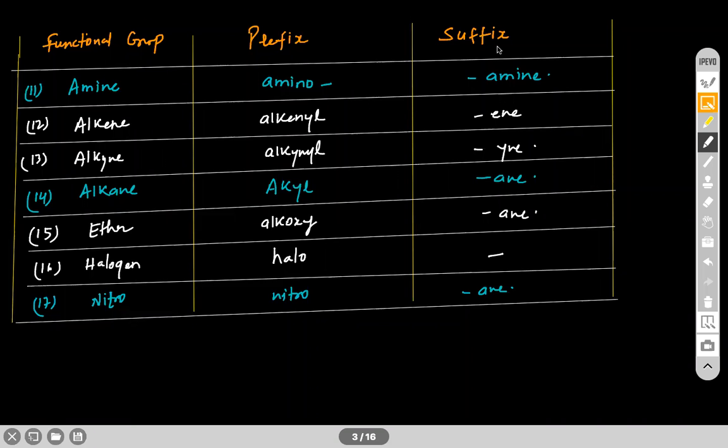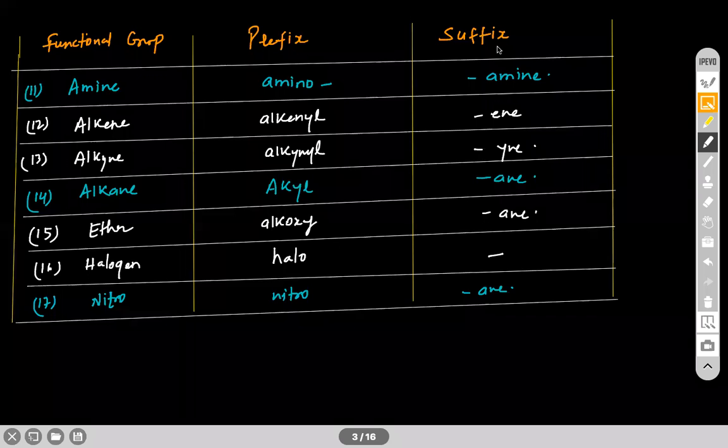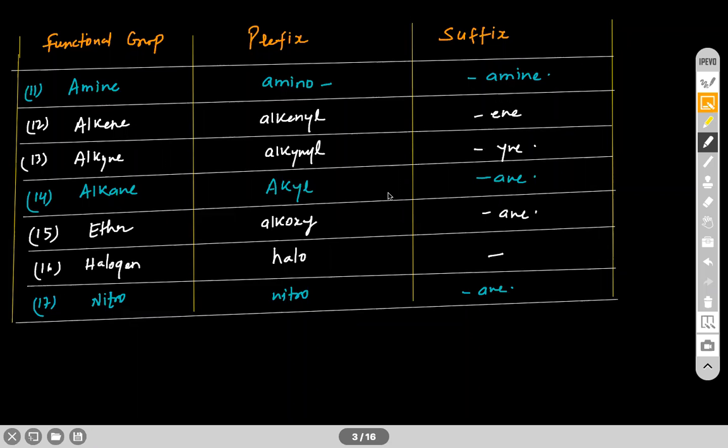Yes. Alkane is not alkyl, it is alkynyl. Alkyl, alkanyl you can write. We write alkyl halide. That is what it is.